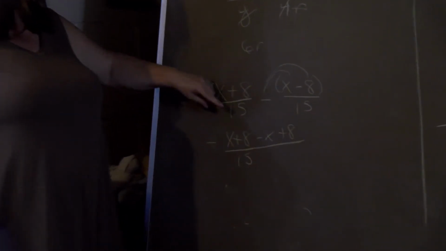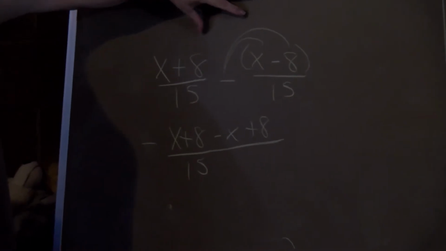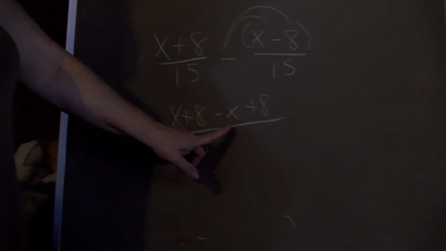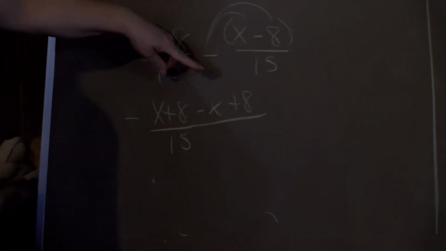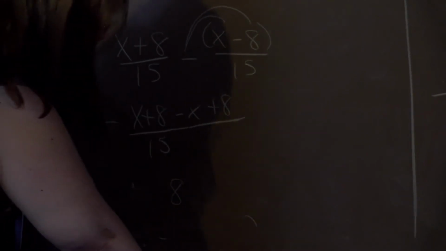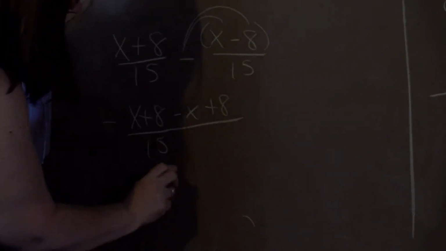So since we have the same denominator, we can put this all on the same fraction. But then when we distribute the negative, we have a negative x and plus 8. So notice the x's cancel. And we have 8 plus 8, or 16.